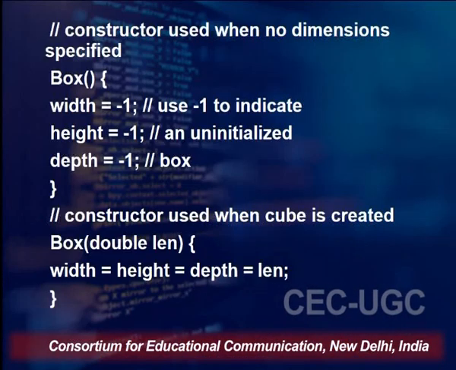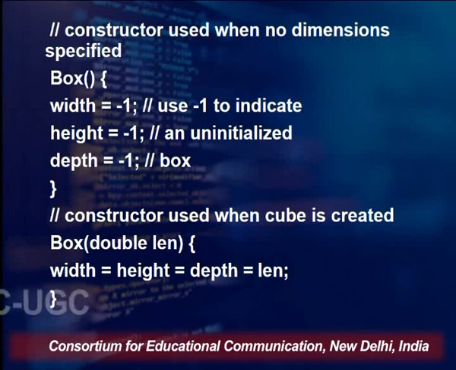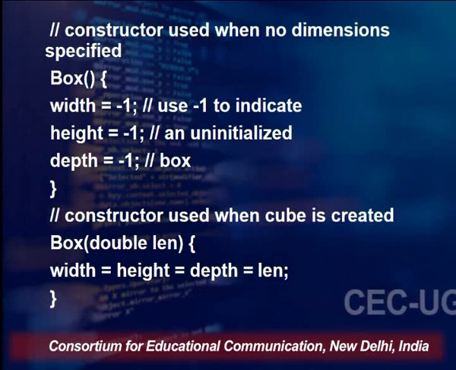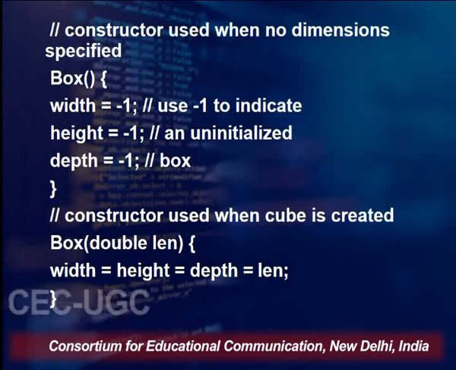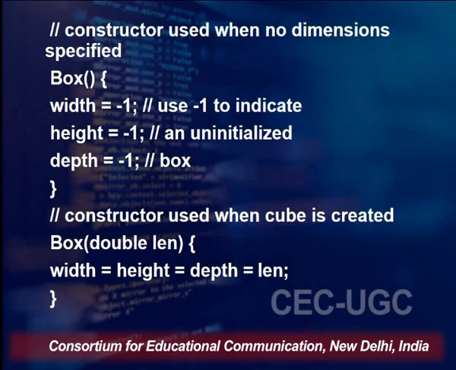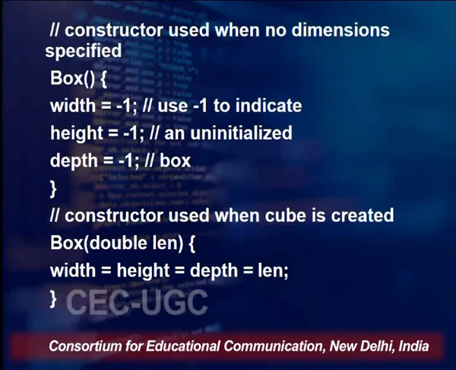Then we have seen the constructor where no dimension is being specified, and we have used -1 as a sentinel, or we can say in order to indicate that an uninitialized box is there. So, width is -1, height is -1 and depth is -1. And the third version says that only one parameter is being passed, and that one parameter is being assigned to width, height and depth. So, obviously they are equal and a kind of cube is created.